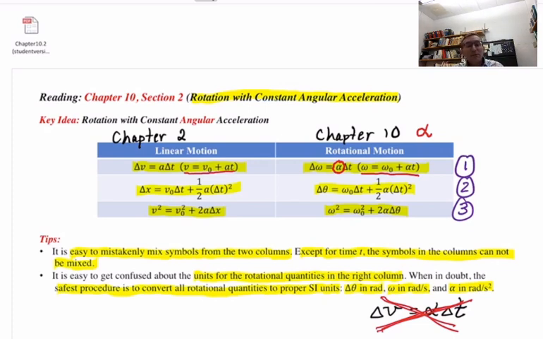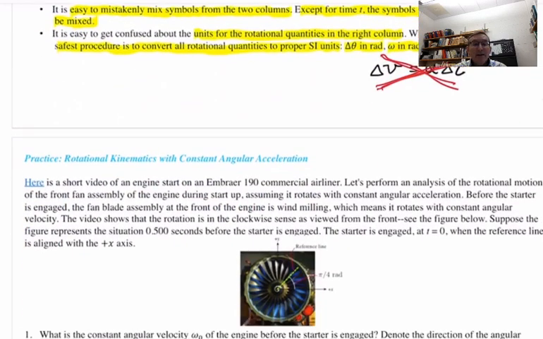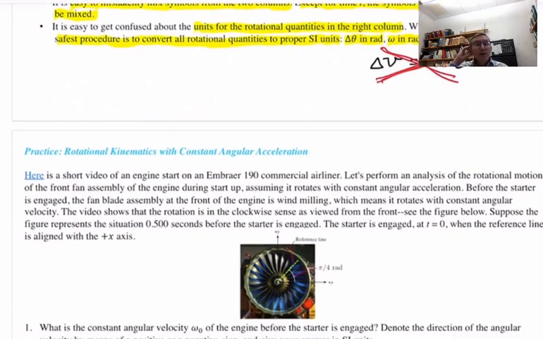Let's apply them to an interesting, in my mind, real-world situation, and then I'll do an example problem in class. I'm going to show you in a second here a YouTube video that somebody recorded in which they were out near the front of a jet engine. It happened to be on an Embraer 190 commercial airliner. And they recorded, this is an aviation fan, they recorded the startup of the jet engine. Initially it wasn't started, and then it was engaged with its starter, and they recorded the motion.